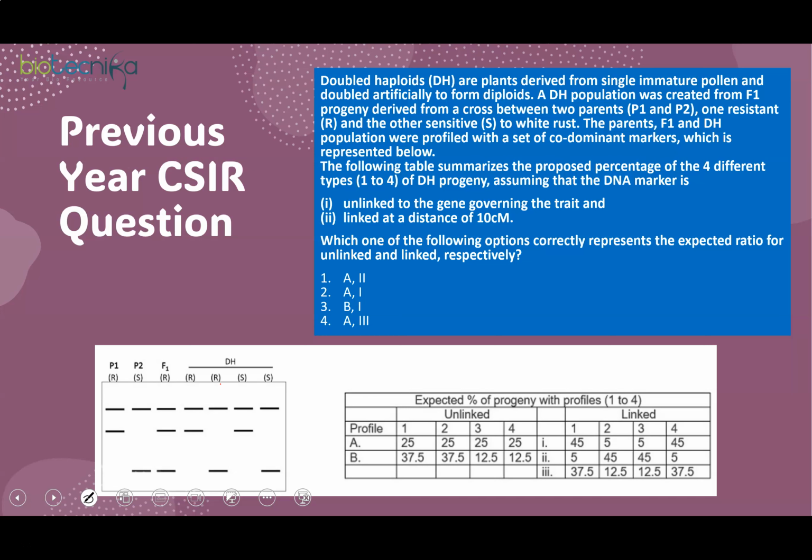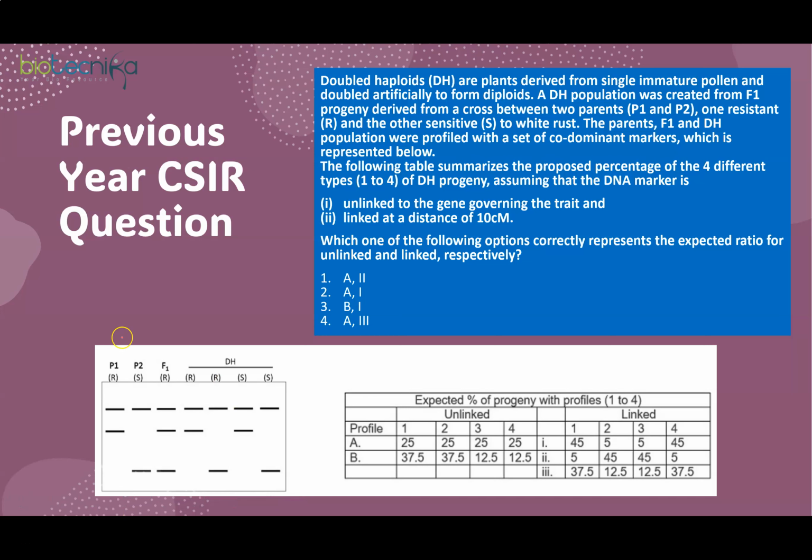The following table summarizes the proposed percentage of the four different types, 1 to 4, of DH progeny, assuming that the DNA marker is first unlinked to the gene governing the trait, and second linked at a distance of 10 centimorgan. Which one of the following options correctly represents the expected ratio of unlinked and linked respectively?